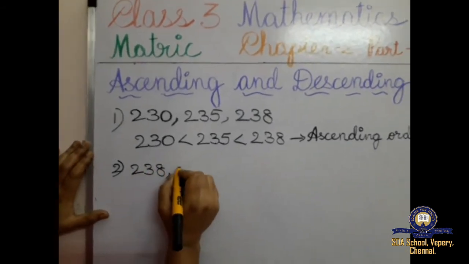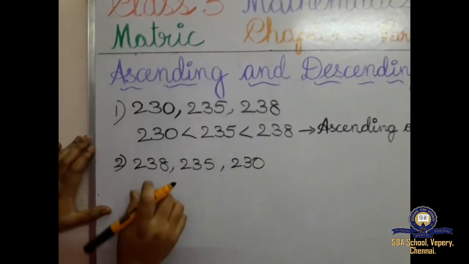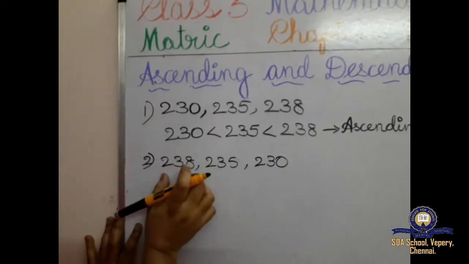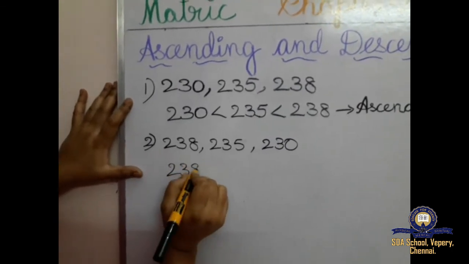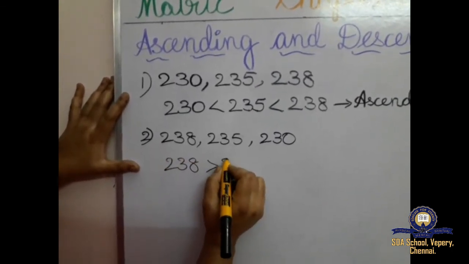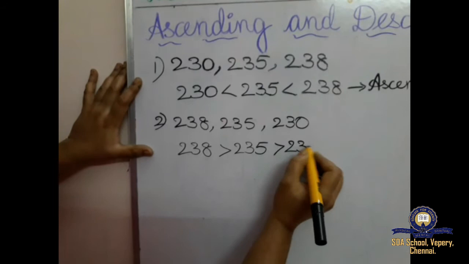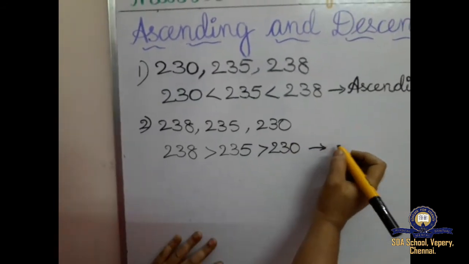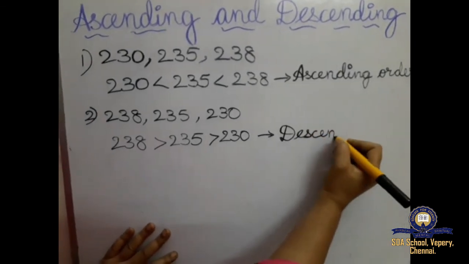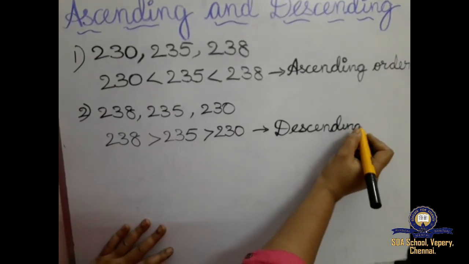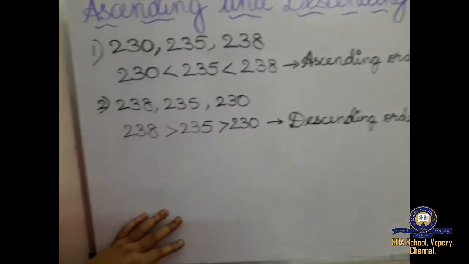Now we will see one more example. 238, 235, 230. So now the numbers are from greater number to smaller number. So we have to write like 238 greater than 235 greater than 230. So this is descending order. D-E-S-C-E-N-D-I-N-G. Descending order. I hope you all understood.